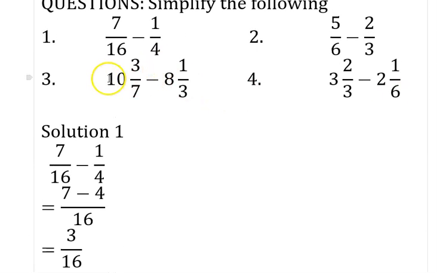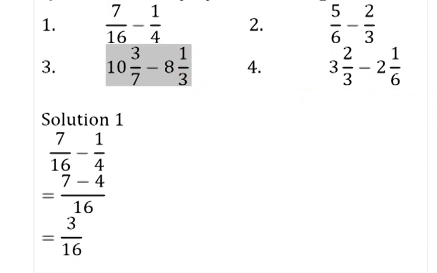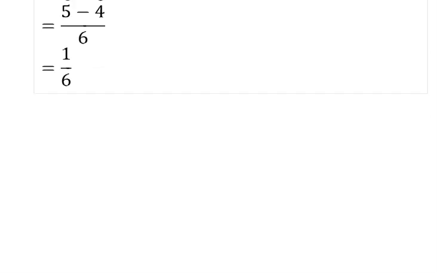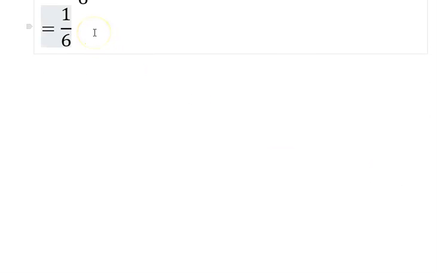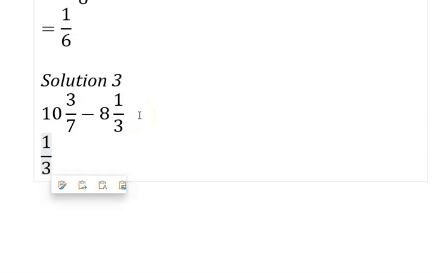This one involves mixed fraction. Like we did in addition of fraction, you can also do that here. Mixed fraction, you can solve it in 2 different ways. We are going to see the 2 methods, and you will still get the same answer. So let's say solution number 3. Okay, let's deal with the first method.